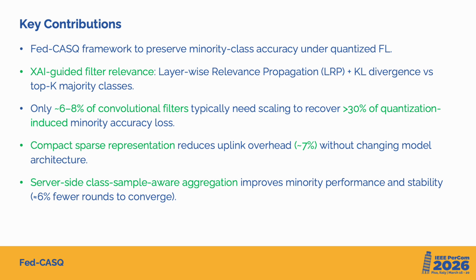Here we list the key contributions of Fed-CASQ. First, we introduce a framework that preserves minority class accuracy under quantized FL by selectively scaling a small set of important filters. Second, we use an explainability concept, layer-wise relevance propagation, combined with KL divergence to decide which filters matter most for low-performing classes. Third, we reduce communication overhead with a compact sparse representation of the selected filters. Finally, on the server side, we use a customized aggregation strategy to improve stability and reduce rounds to converge.